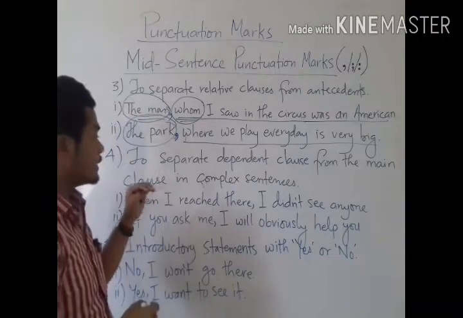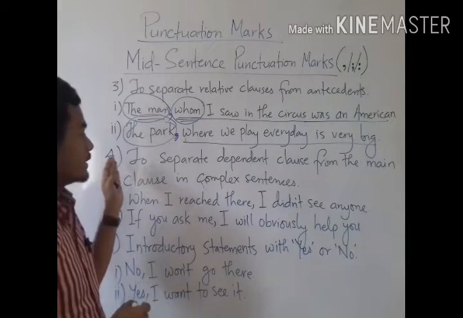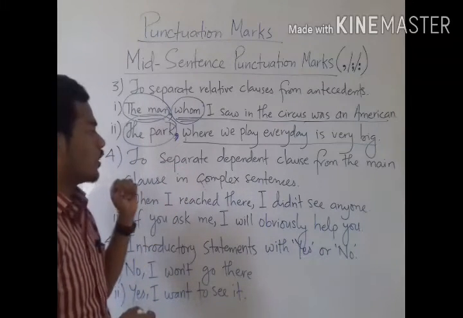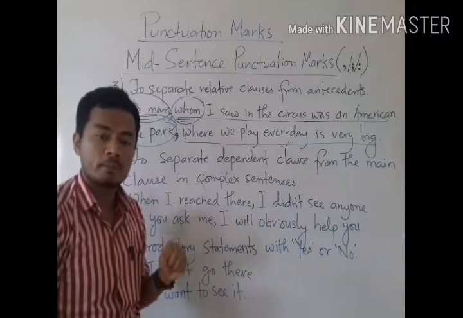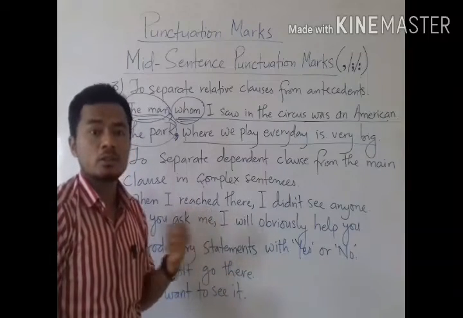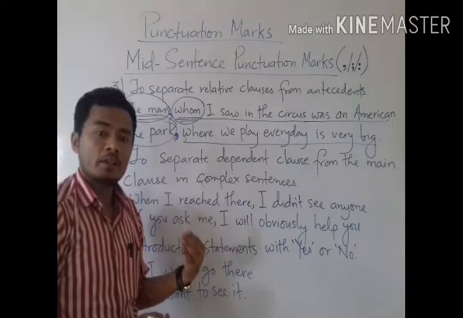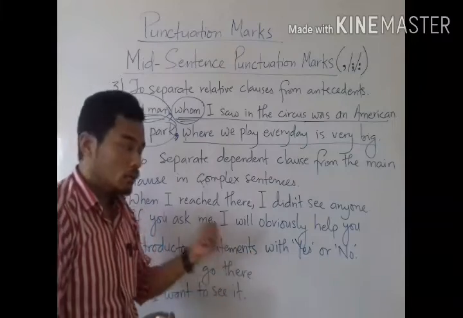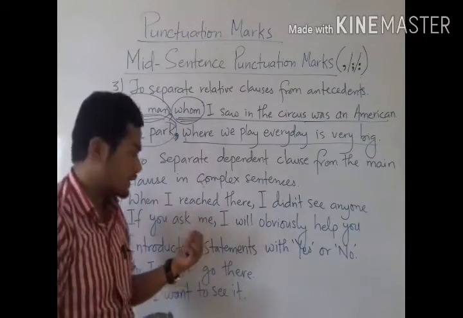So now another condition, example number 4. Another condition is to separate dependent clause from the main clause in complex sentences. We know that complex sentences are formed by using dependent clause and independent clause together. But we can use the dependent clause in the beginning or at the end. So it depends upon the condition how we are writing the sentences.